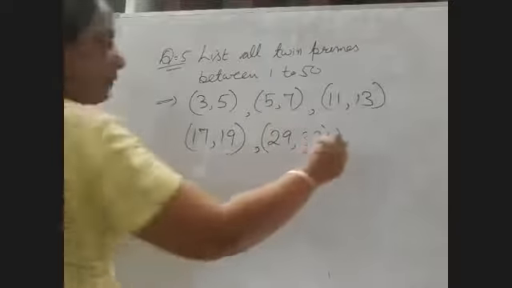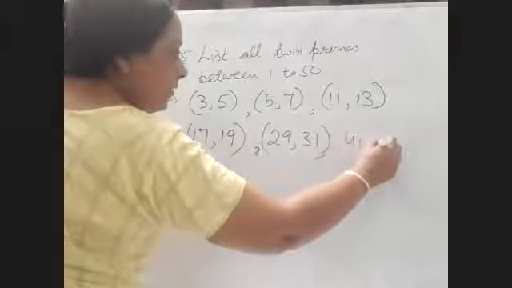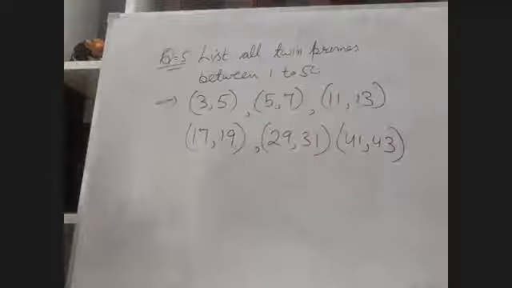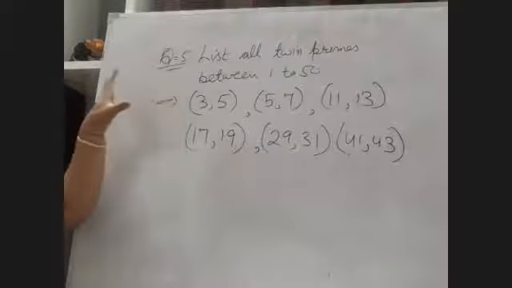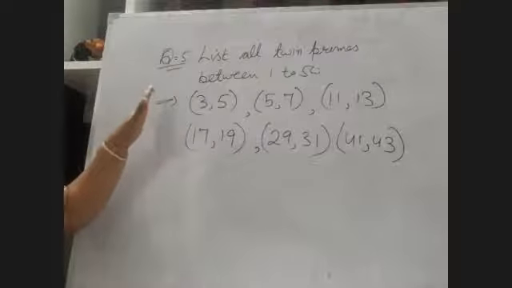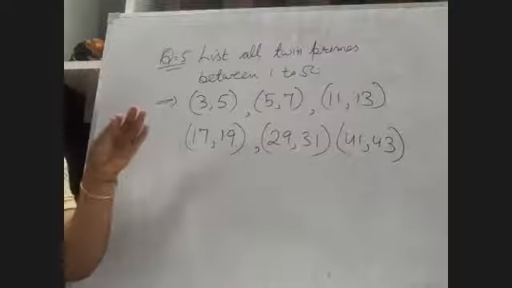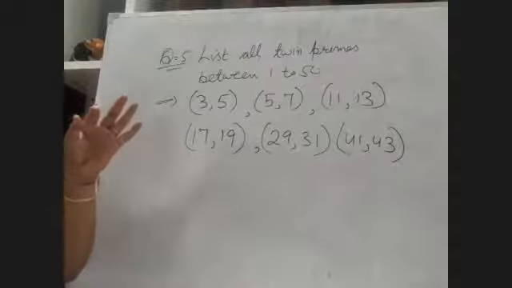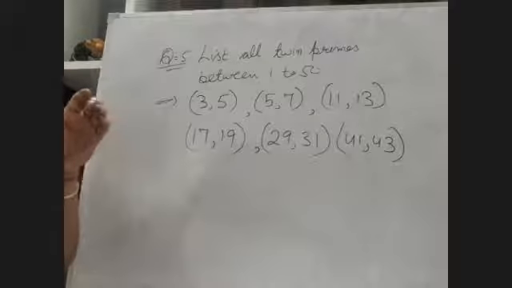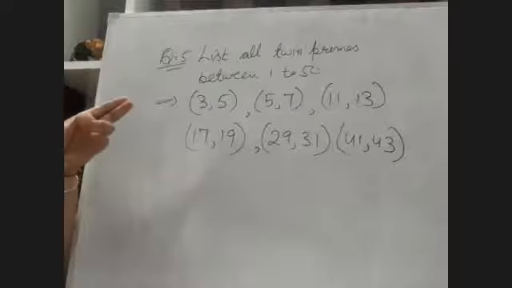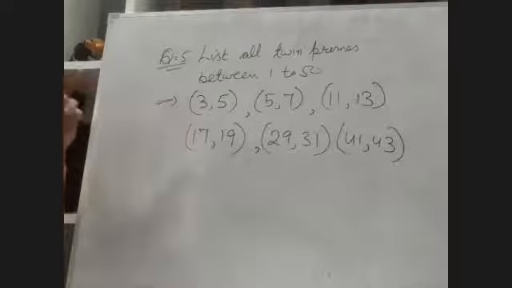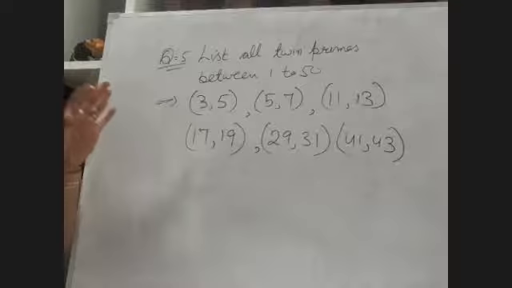Next is 41 and 43. So these are all pairs. These are all twin primes between 1 to 50. So students, what are twin primes? If two prime numbers have a difference of 2, then these numbers are twin primes.